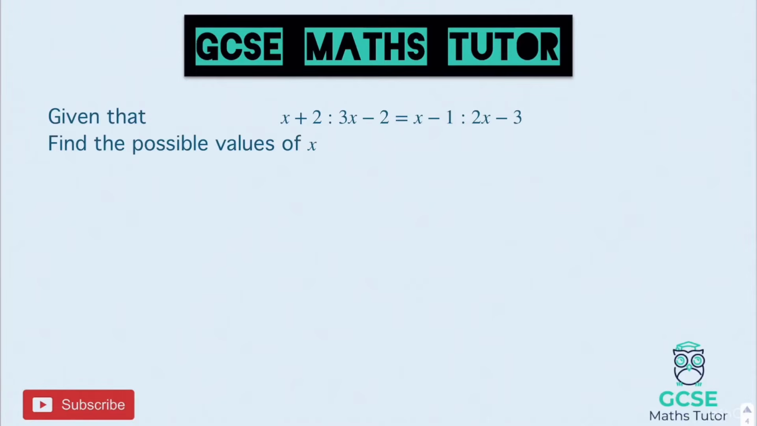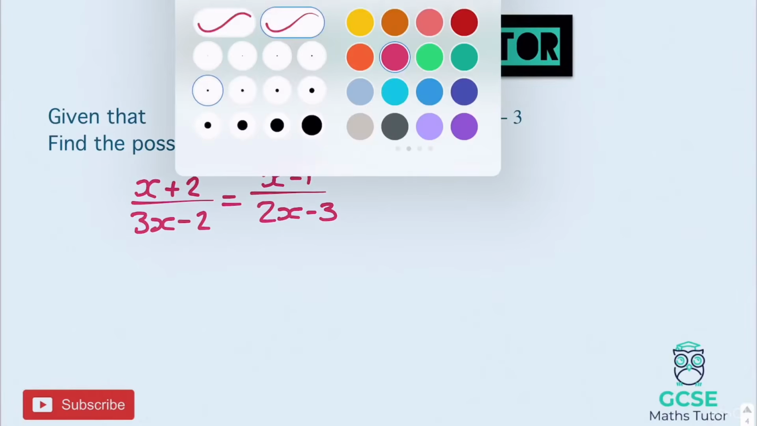Right, okay, so we've got some slightly different pieces going on. We've got some negatives in here. So for the first one, if we create our fraction, we've got x plus 2 over 3x minus 2, and that is going to be equal to x minus 1 over 2x minus 3. There we go. Right, so let's cross multiply.